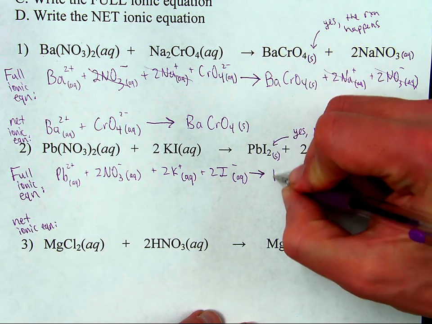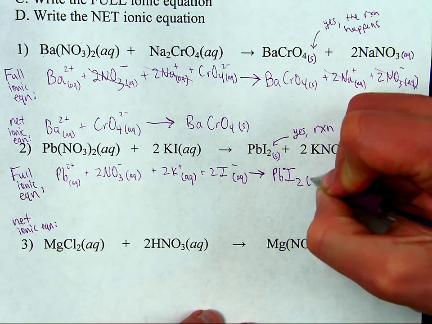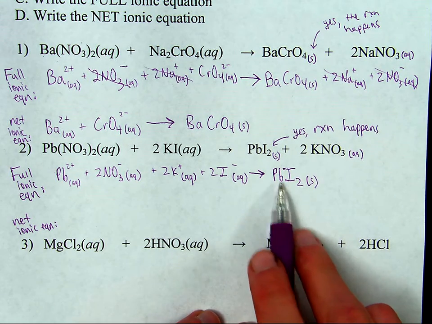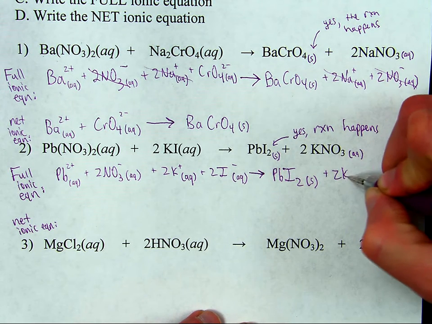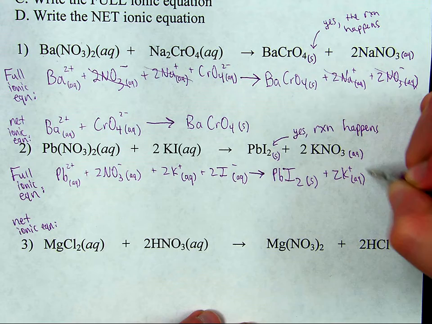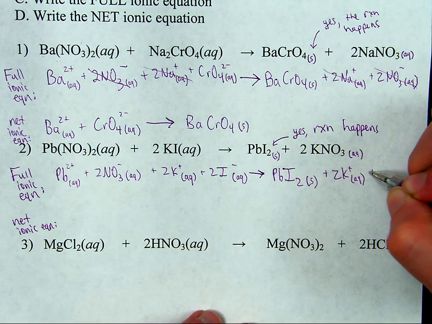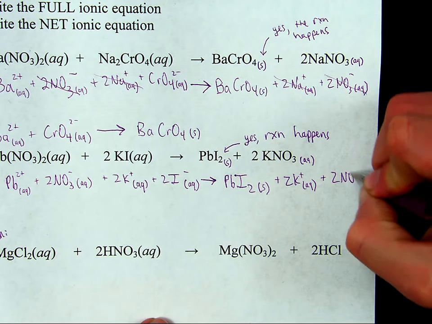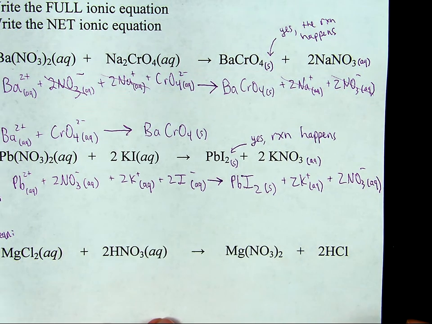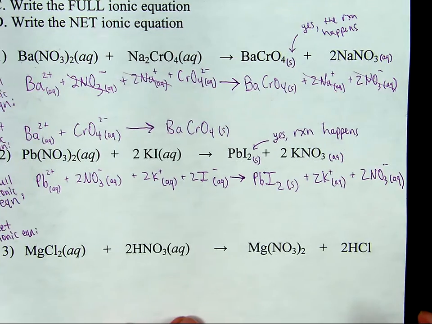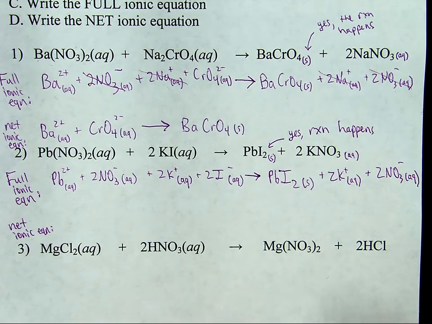So I just put it like so. No charge, no nothing. Just stays together because it's not aqueous. And then 2 potassiums, aqueous, because of that. 2 nitrates, aqueous. Alright, let's see, make sure it's all in view or reasonably so.